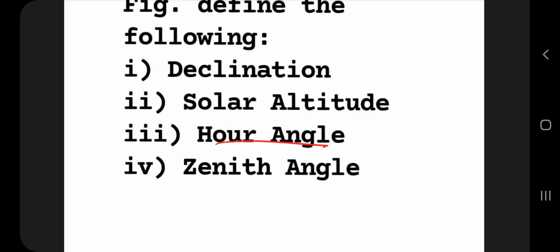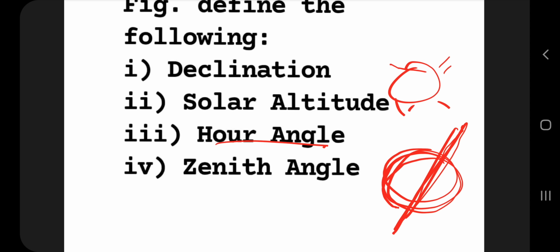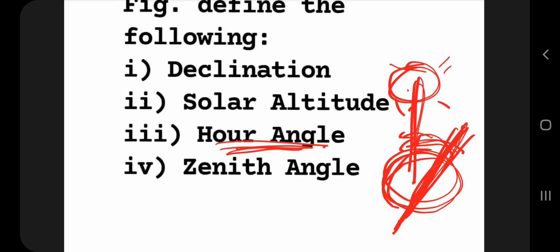Hour angle, what is hour angle? The angle through which, see, if this is the earth here and this is the meridian and this is the sun. Okay, this is what? Earth, this is what? Meridian, this is what? Sun. So how much angle should the earth turn so that this line will be perpendicular to this line? That angle is called as hour angle. How much earth should turn for this line to be perpendicular with this one is called as hour angle.